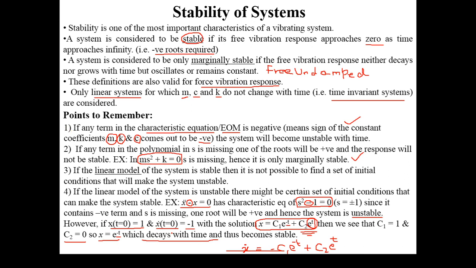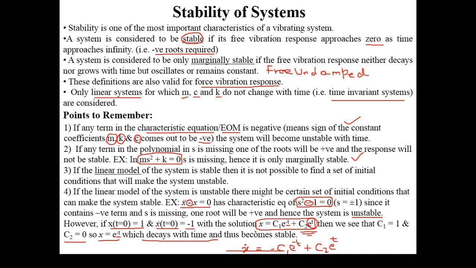So we see that even if the linear model of our system comes out to be unstable, or if the requirements of point number 1 and point number 2 are not being satisfied, still we can make that system stable by selecting some appropriate initial values. Of course this will be a time consuming process. You have to find these initial values by trial and error, and your system will then become stable, not grow in time.